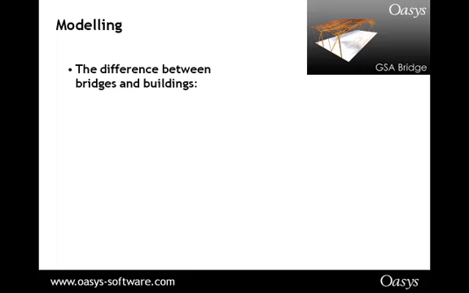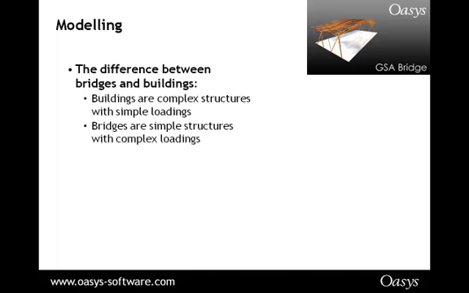It's been said that one of the differences between a bridge and a building is that buildings are complex structures but with rather simple loading, but bridges on the other hand are simple structures with complex loadings. One of the main thrusts of the GSA bridge is to try and simplify the rather complex loadings that you have to deal with when designing a bridge.